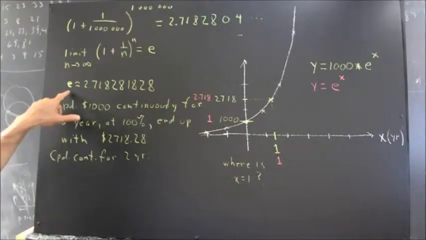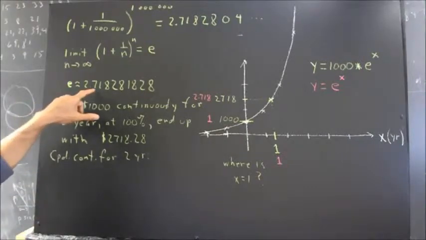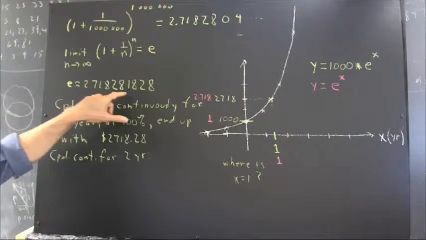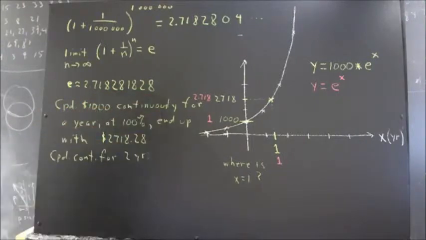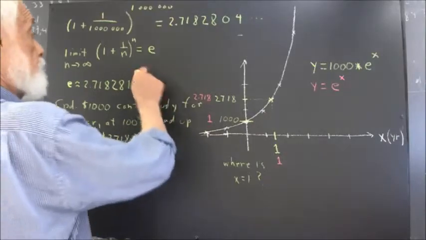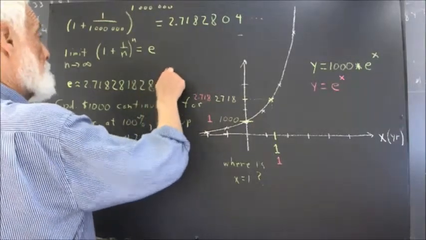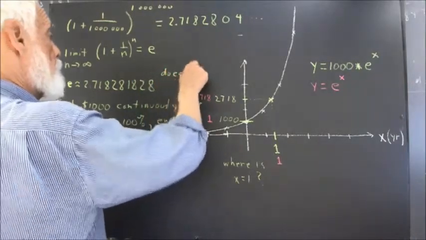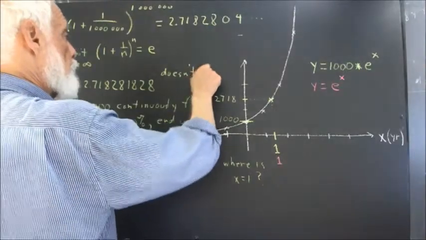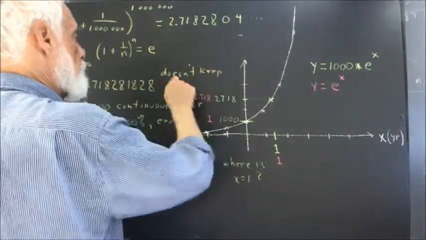Okay, now e is approximately 2.718281828, and it looks like it repeats, but it doesn't.